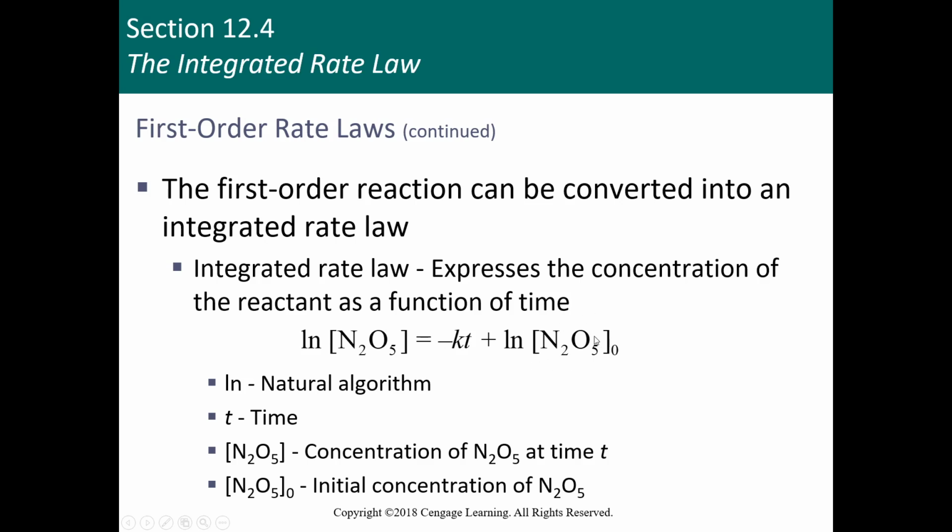It doesn't change. These are both actually constants, K and this, just like a linear equation. If you blur your eyes a bit, you should see that this is y equals slope times x plus b, which is your y-intercept, right?